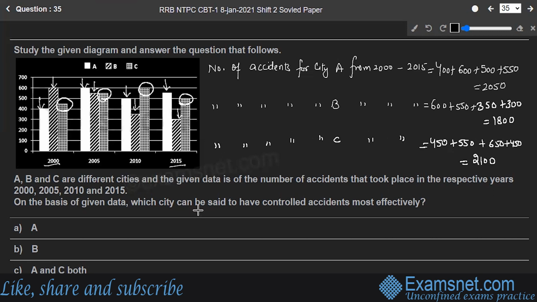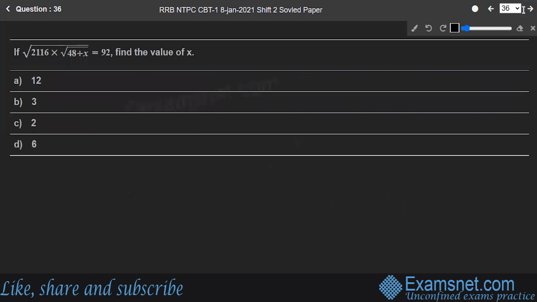Now, on the basis of the given data, which city can be said to have controlled the accidents most effectively? Of course, it is city B, because only 1800 accidents are there for city B. So city B can be said to have controlled the accidents most effectively. Option B is the correct answer to the question. Hope you understood this.